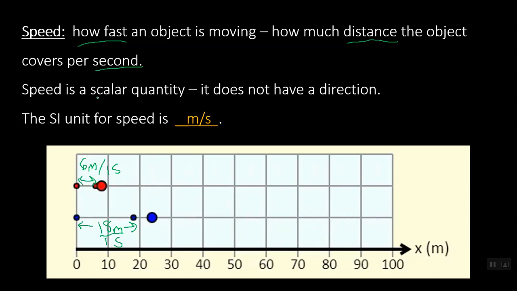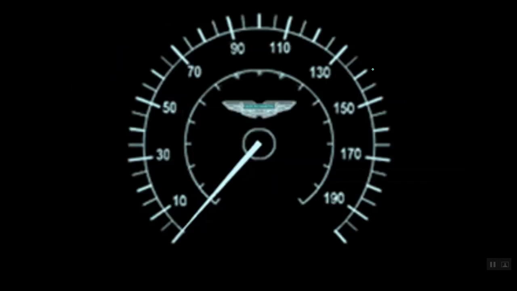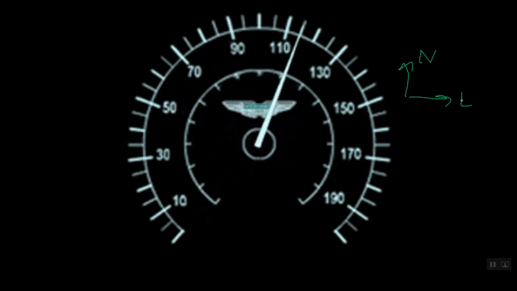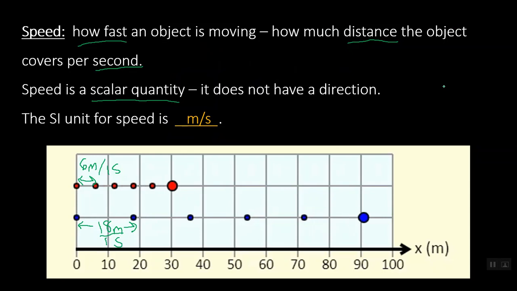Speed is just a scalar quantity. It just tells you how much distance the object is covering each second. And remember, distance is also a scalar. So it does not at all indicate direction. Think about the speedometer on your car. All that information gives you is how fast you are moving. It does not tell you if you are moving north, south, east, or west. It only tells you your speed. There is no direction information given at all. So keep that in mind. Speed is a scalar quantity. And the SI unit for speed that we are going to be using is the meter per second.